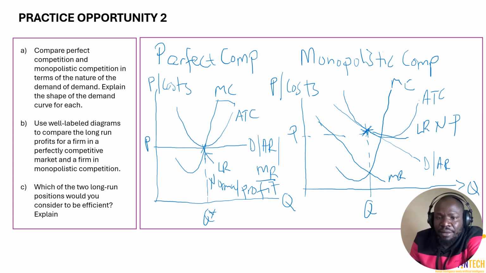So costs are not minimized in the long run for monopolistic competition, and therefore monopolistic competition in the long run creates what is called a deadweight loss. This is a deadweight loss, a loss due to the fact that costs are not being minimized in the long run. But for both cases, the profit is normal in the long run.